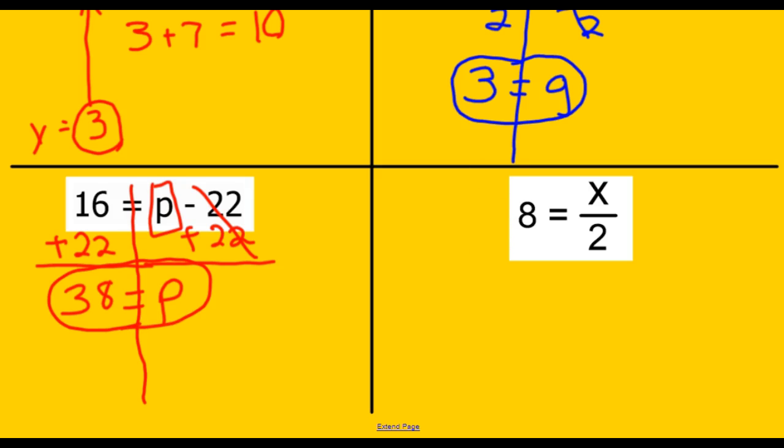Now in this problem, it looks like a fraction. But what we have is a division problem here, because this line also means division. So what I have is x divided by 2 equals 8. So I have to think, what is the opposite of division? Well, the opposite of division is multiplication. So I'm going to multiply by 2 on both sides. Remember, what I do on one side, I have to do to the other, because we want to stay balanced. So we have x equals 2 times 8, which is 16.